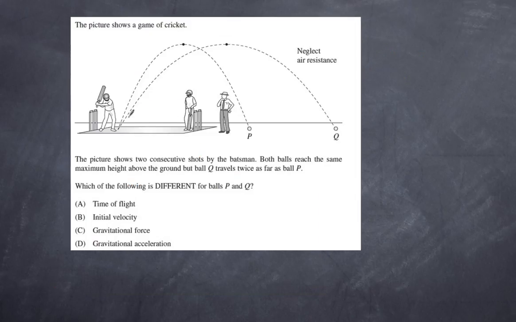Now, this is getting a little bit more difficult. We've got a batsman here hitting a ball, and it has two dots here that represent basically the same maximum height above the ground. But Q, of course, travels further. And the question is, which of the following is different for balls P and Q?